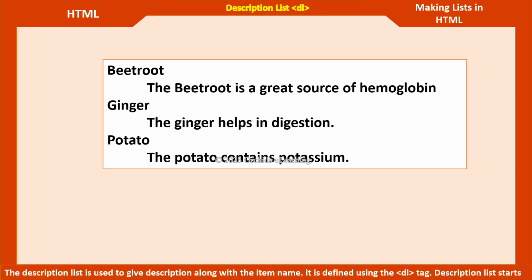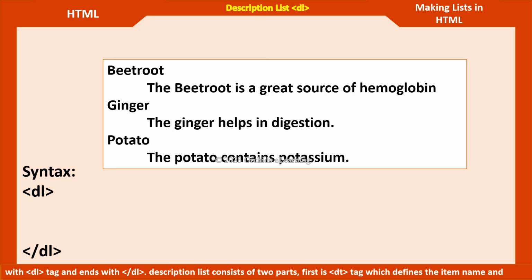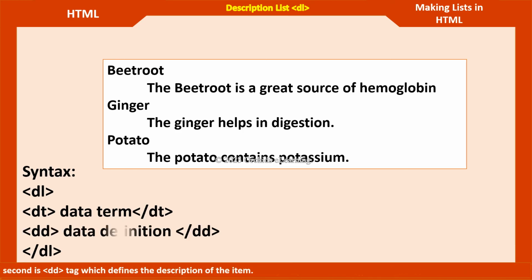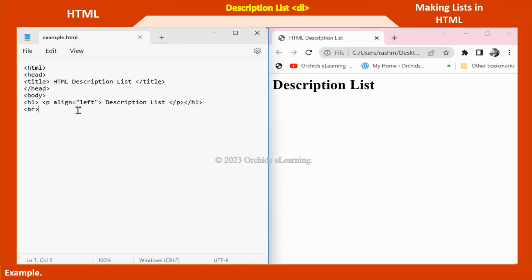The description list is used to give a description along with the item name. It is defined using the DL tag. A description list starts with the DL tag and ends with the closing DL tag. A description list consists of two parts. First is the DT tag, which defines the item name. And second is the DD tag, which defines the description of the item. Observe the example for the description list.